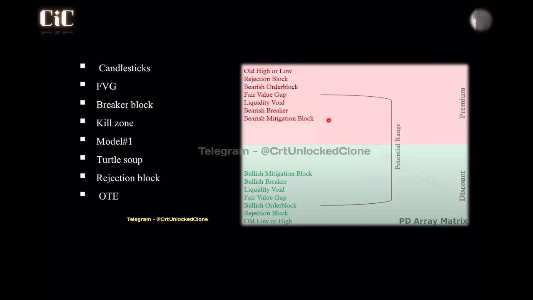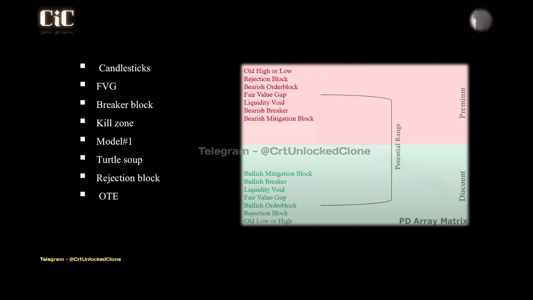Of course, in this hierarchy, the strongest key level or PD array is the bearish breaker and the bullish breaker. Right, so the breaker is the strongest PD array, and you better be having a notebook at hand, writing down everything I'm saying.